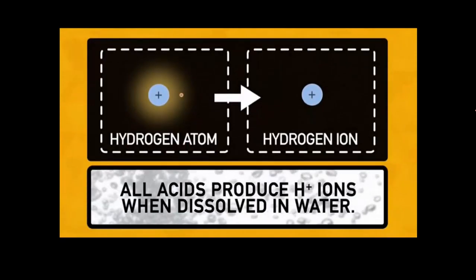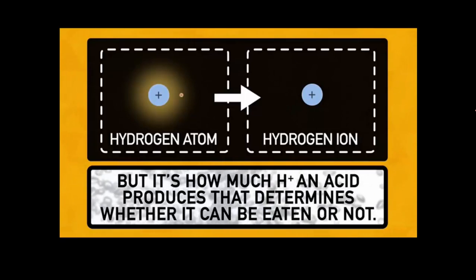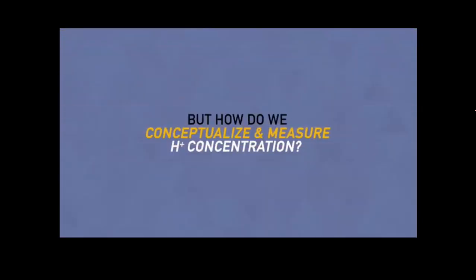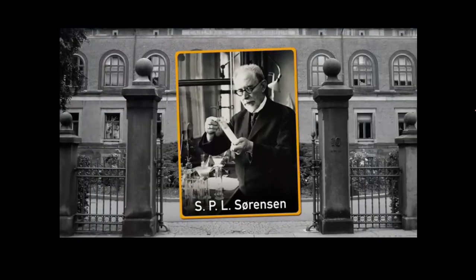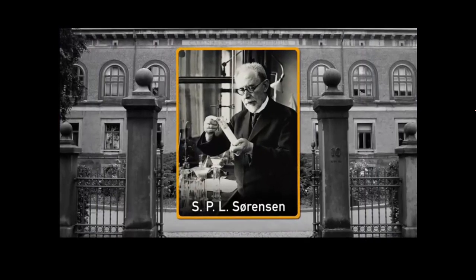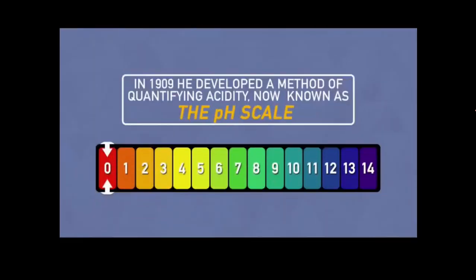All acids produce H+ ions when dissolved in water, but it's how much H+ a specific acid can produce in water that will determine whether it can be safely eaten or not. But how do we conceptualize and measure H+ concentration? Søren Sørensen, a Danish chemist, pondered this question when he worked at the laboratories of a commercial brewery in Copenhagen. It was in 1909 that he developed a method of quantifying acidity, what is now known as the pH scale.